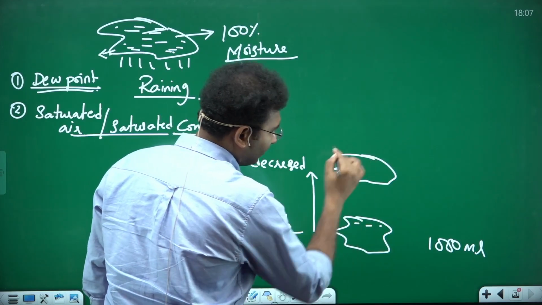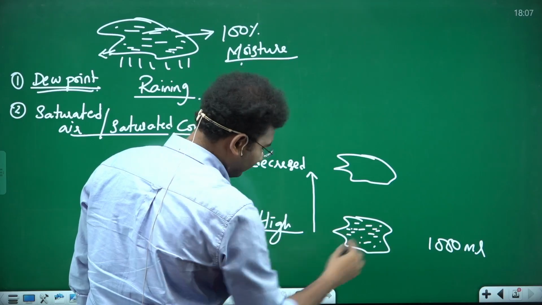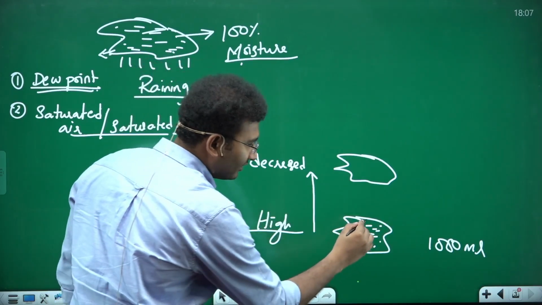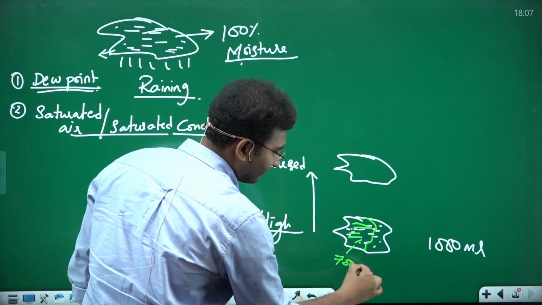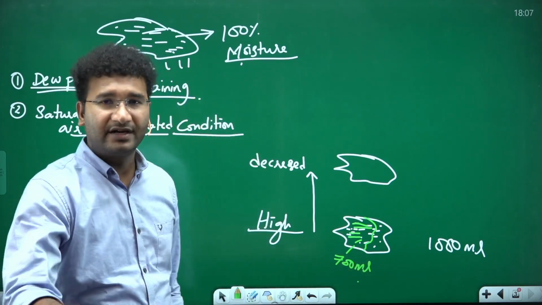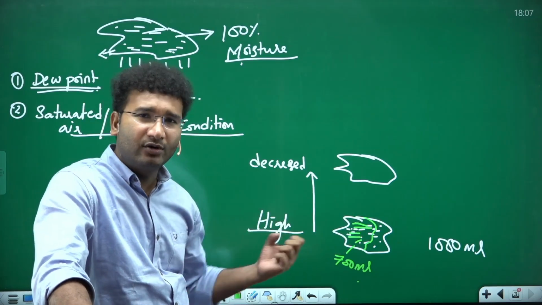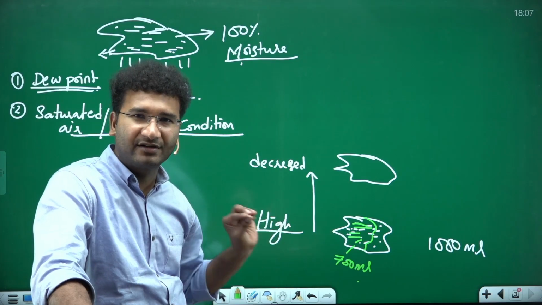Imagine the cloud. 1000 ml of moisture is the total moisture it can hold, and currently it is filled with, let's say, 700 ml itself. Right? It is filled with 700 ml. How much more moisture can it hold? It can hold somewhere around 300 ml more.